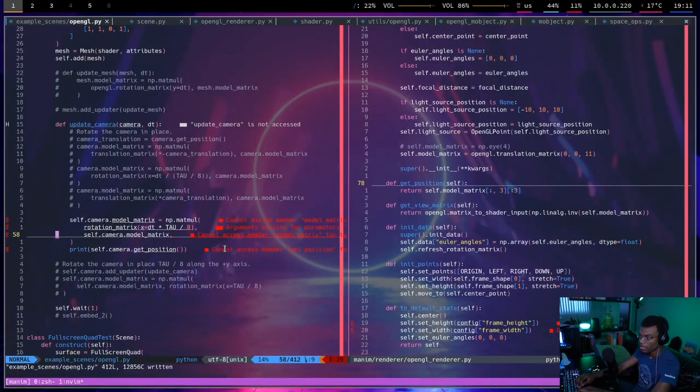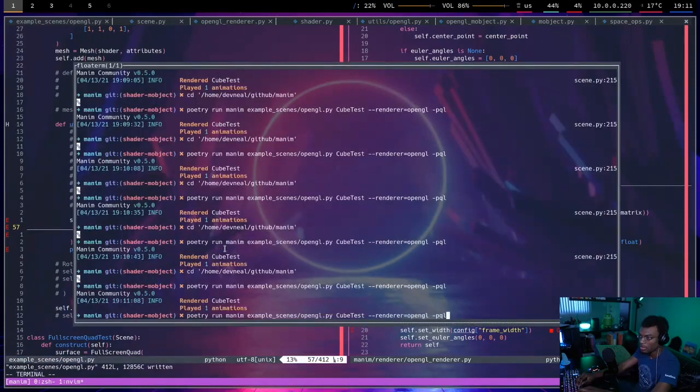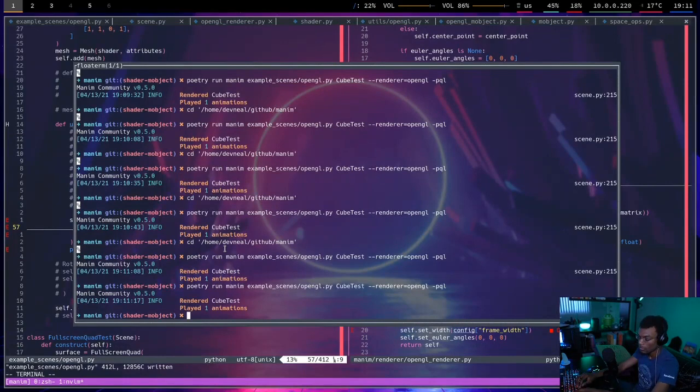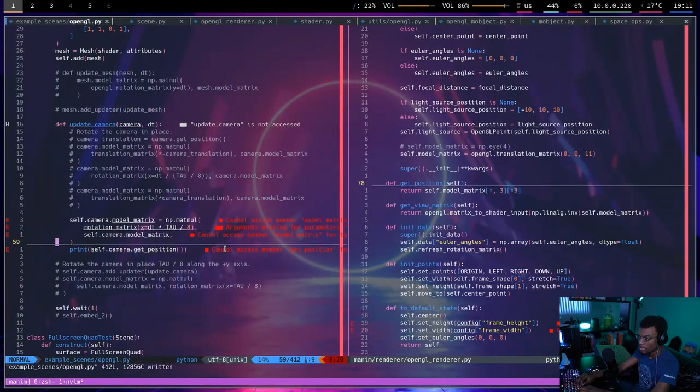So now when I rotate around the x-axis, nothing's happening. Which also doesn't make sense, actually.